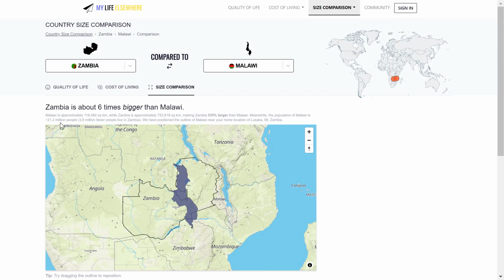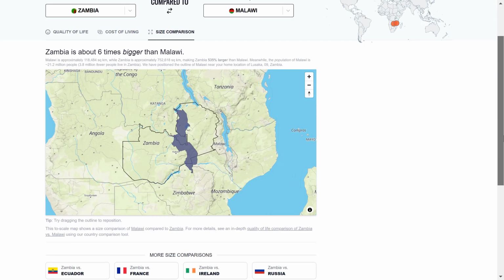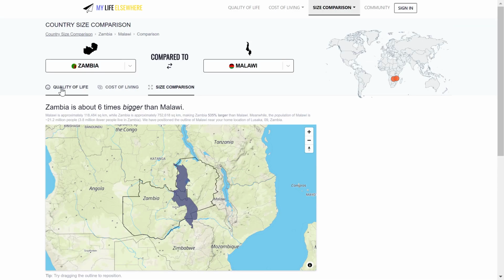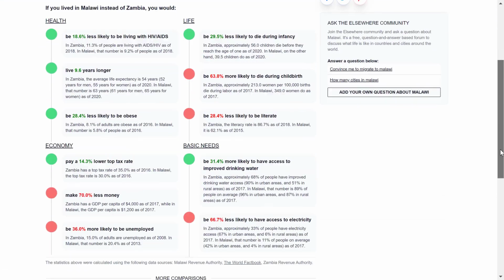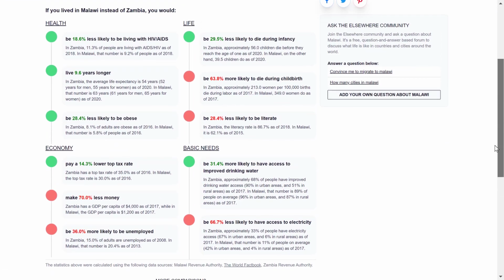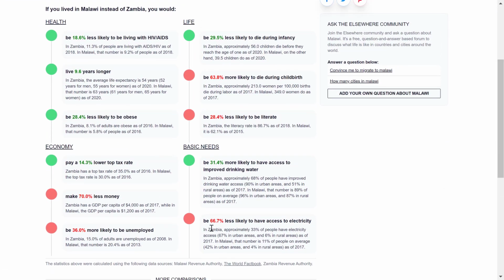Oh, Malawi actually has more people than Zambia. I did not know this. Okay, Malawians, you guys are really doing the thing. Anyways, so let's compare now the quality of life. Here, the ones in green, Malawi has it better than us. The ones in red, we have it better than them. So in terms of electricity, we are more likely to have electricity than Malawians.